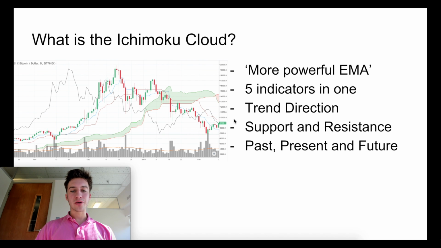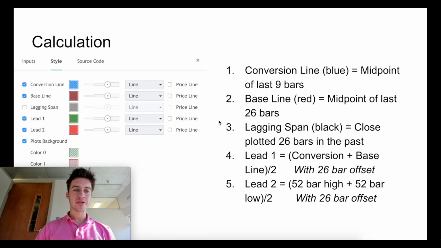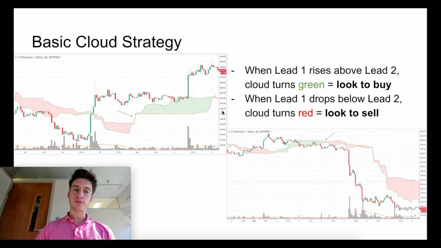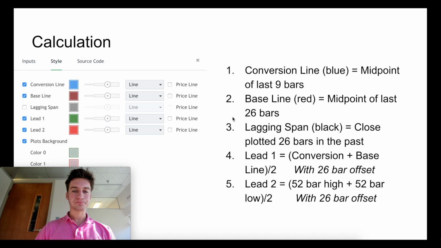So let's take a look at the calculations behind what makes the Ichimoku cloud do what it does, because I believe that if you don't understand how an indicator is calculated or how an indicator is derived, then you're going to have some issues down the line when you're actually trying to use the indicator. So let's begin with the calculation, then go into the more fun part, the strategy.